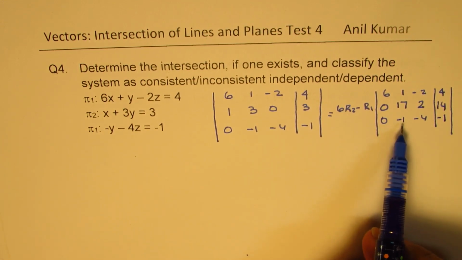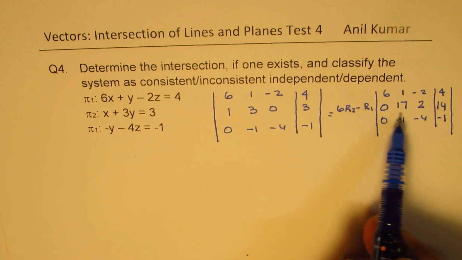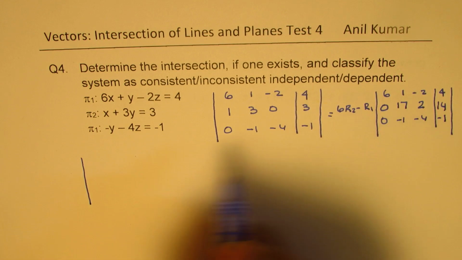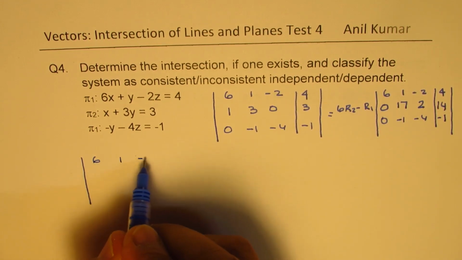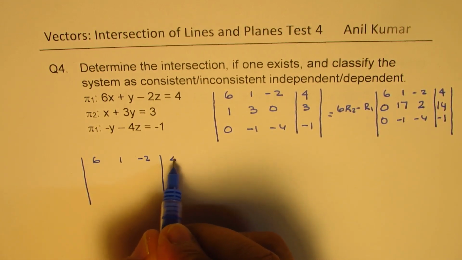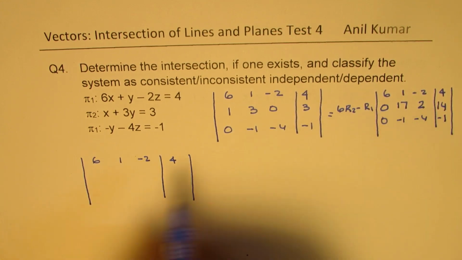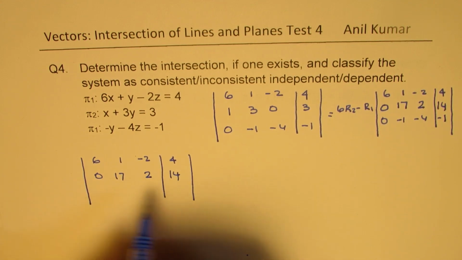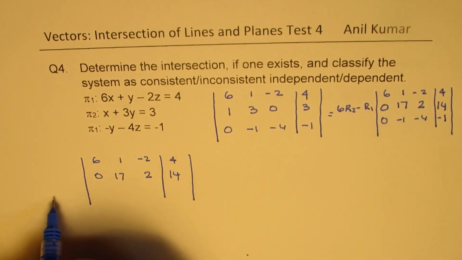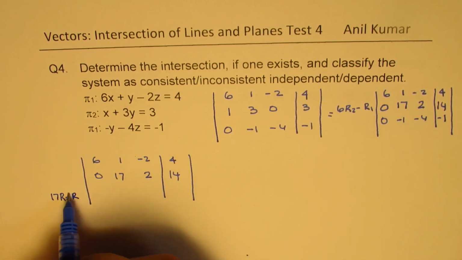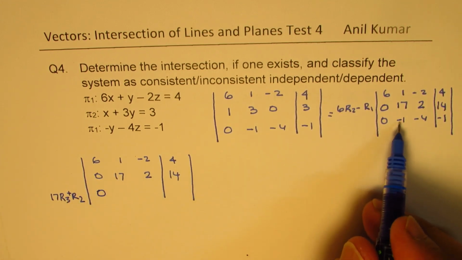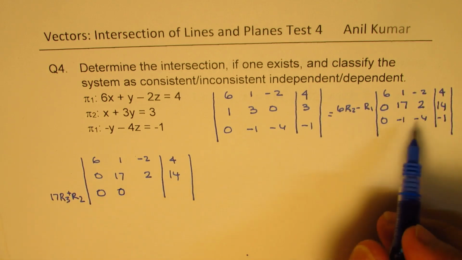Now to get this as 0, we can multiply R3 by 17 and add it to R2, right? So we'll keep the first row as such, which is 6, 1, -2, and 4, right? The second one is also the same. We already have 1, 0 there. Okay. Now we need 0 at this place. So we'll multiply R3 by 17, and then we can add it to R2. Correct. So when we add, we get 0 here. 17 and 17 will make it 0.